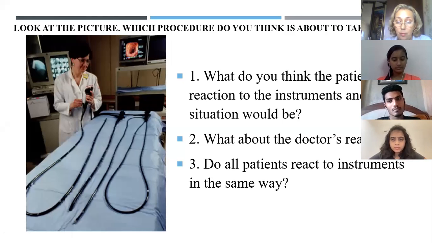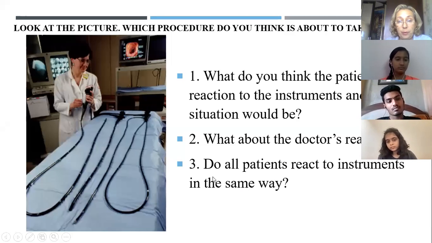Okay, so Manish, what would you like to say? To keep the patient calm. Yes, this is the doctor's job to explain and to help him to relax and understand what's going to happen.